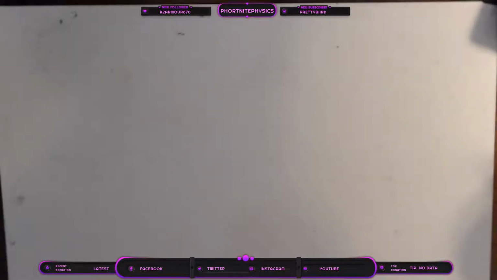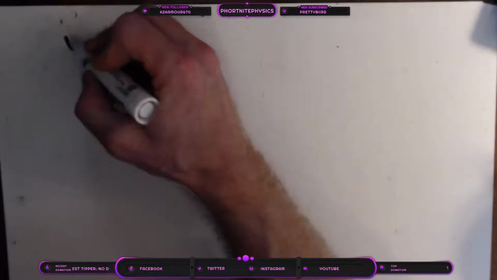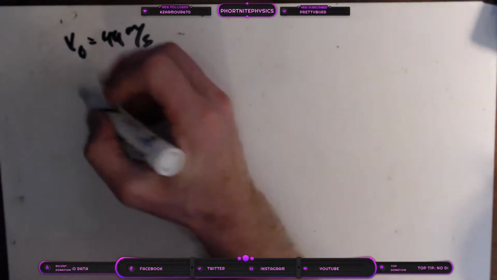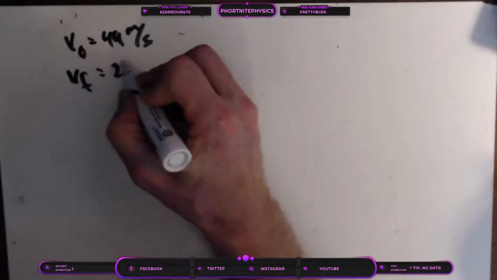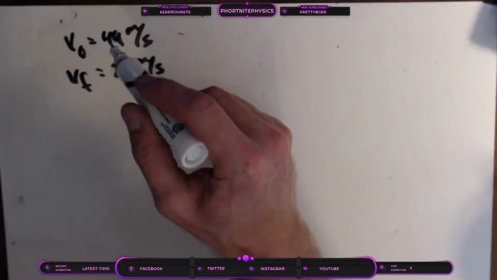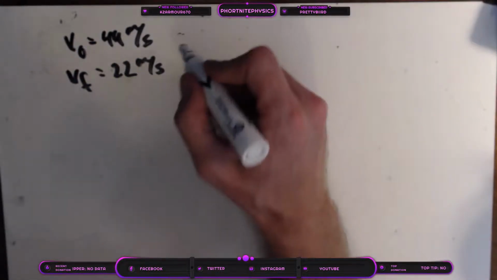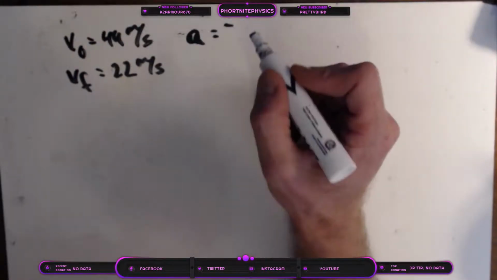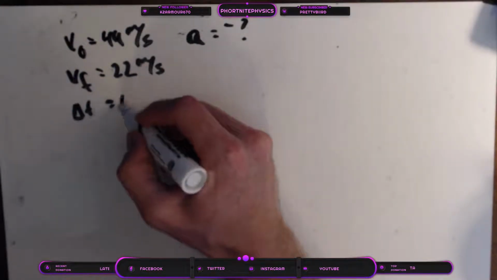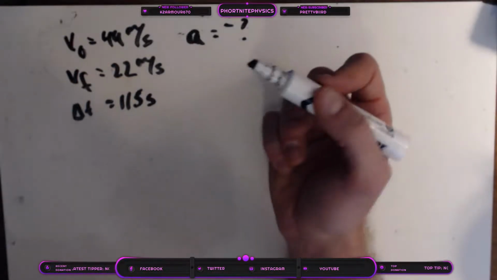Okay, so we have a race car with an initial velocity of 44 meters per second and a final velocity of 22 meters per second. We can already tell that it's slowing down. Since we start off with a positive velocity and end up with less of it, our acceleration is going to be negative. And our time is 115 seconds, okay.